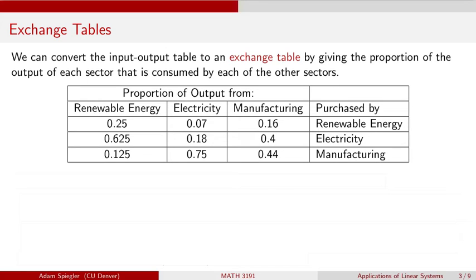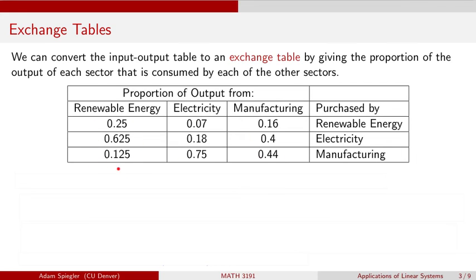So we have the renewable energy sector over here, and we can see that out of the renewable energy output, 25% of it is being purchased by renewable energies. 7% of the electricity output is being purchased by renewables, and 16% of the total manufacturing output is being purchased by renewables. So this is telling me how much output renewables purchased from each of these different sectors in terms of proportions. When we look down each of these columns, these are all adding up to 100%.